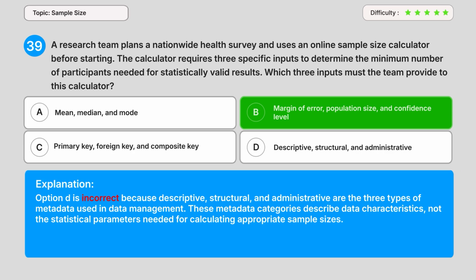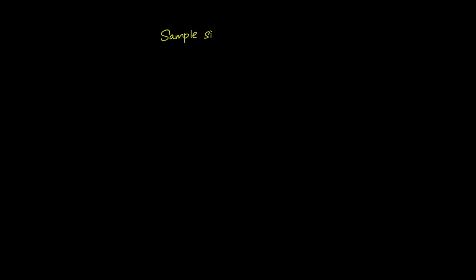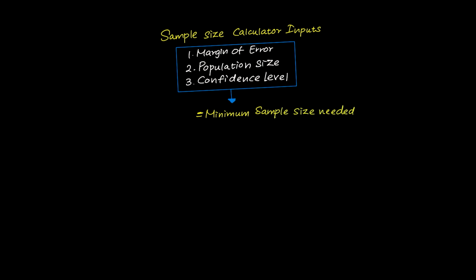Option D is incorrect because descriptive, structural, and administrative are the 3 types of metadata used in data management. These metadata categories describe data characteristics, not the statistical parameters needed for calculating appropriate sample sizes. Before launching a nationwide health survey, the research team needs to figure out how many participants they actually need. They pull up an online sample size calculator. That calculator needs 3 specific inputs: margin of error, population size, and confidence level. These 3 values together determine the minimum number of participants for statistically valid results.